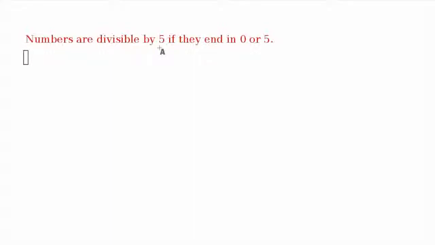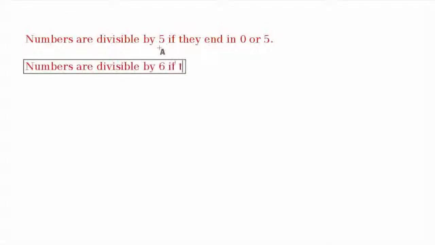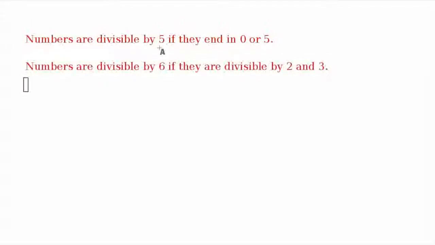Okay, and then numbers are divisible by 6 if they are divisible by 2 and 3. So I just gave you a trick for 2 and I gave you a trick for 3. All right, if both of those tricks work for a number, then it's divisible by 6. Isn't that cool? And then the last one I'll give you, numbers, oh no, I'll give you 2 more.